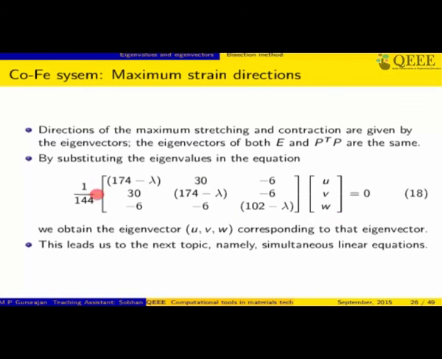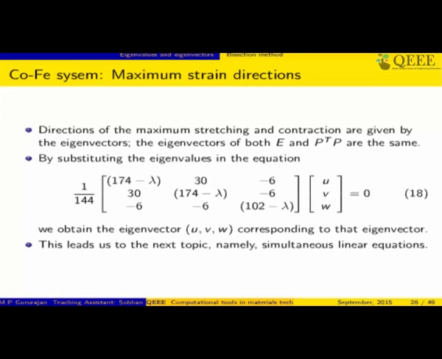So it becomes a set of simultaneous equations in 3 unknowns, 3 equations in 3 unknowns, which we can then solve and get the eigenvectors. Okay. So obviously eigenvalues is finding zeros. Eigenvectors leads us to the next problem that we want to discuss, namely solving simultaneous linear equations.